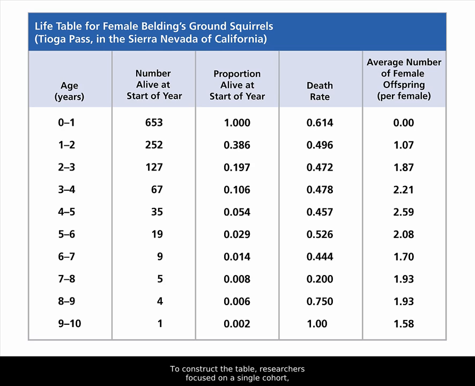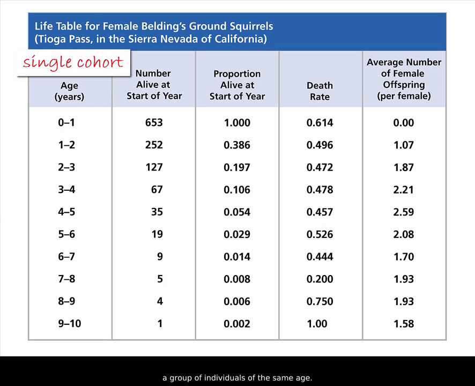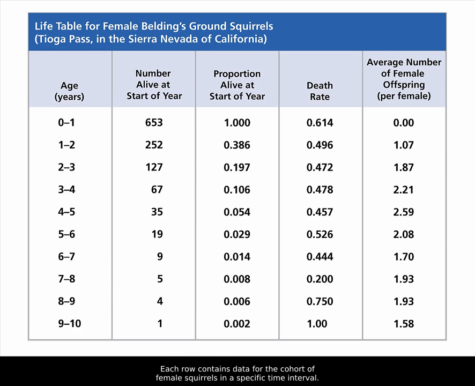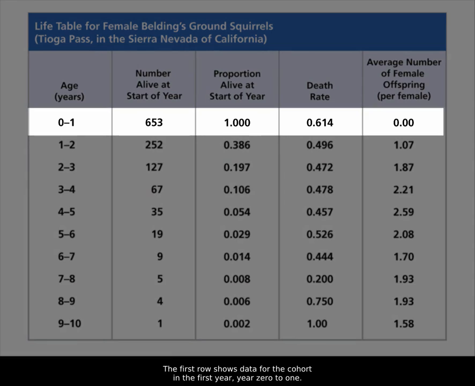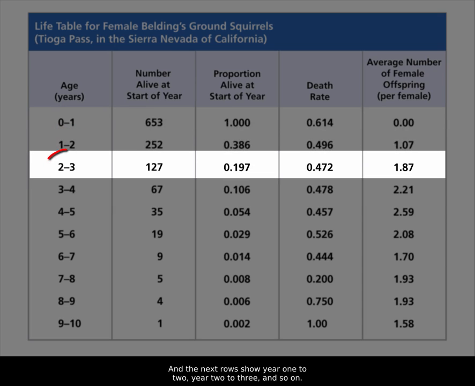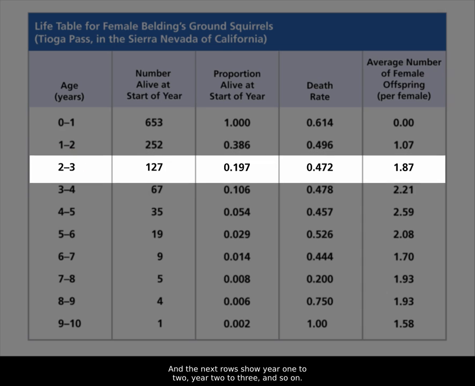To construct the table, researchers focused on a single cohort, a group of individuals of the same age. They followed this cohort through time from birth until all individuals had died. Each row contains data for the cohort of female squirrels in a specific time interval. The first row shows data for the cohort in the first year, year 0 to 1. And the next rows show year 1 to 2, year 2 to 3, and so on.